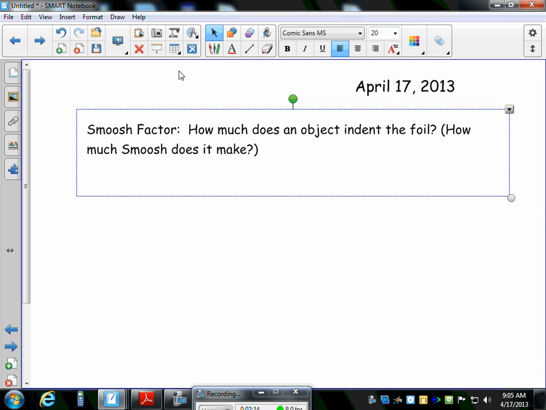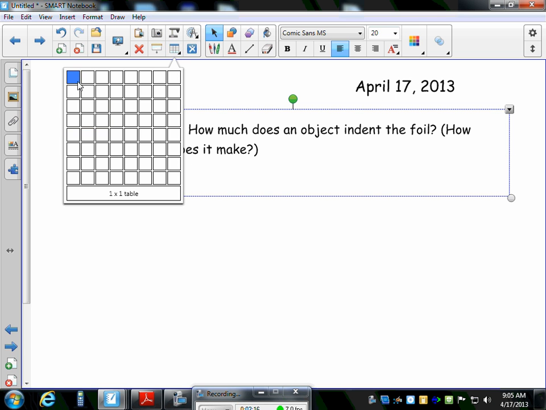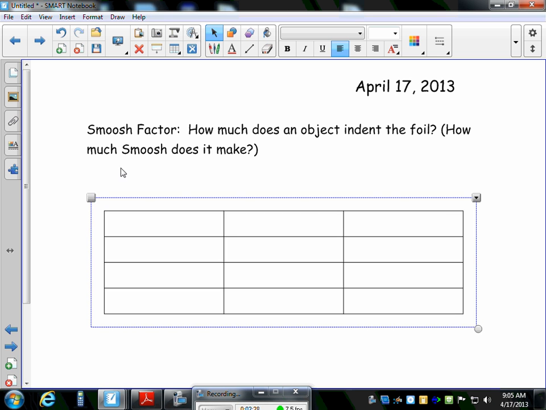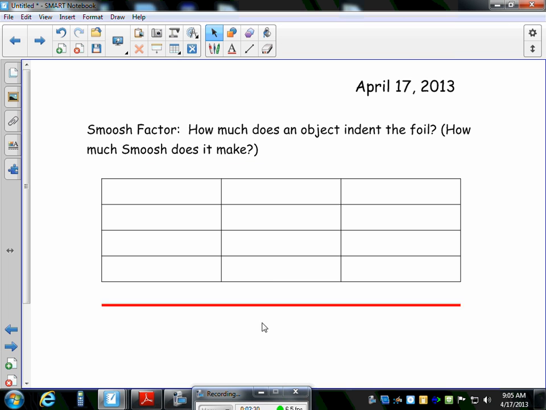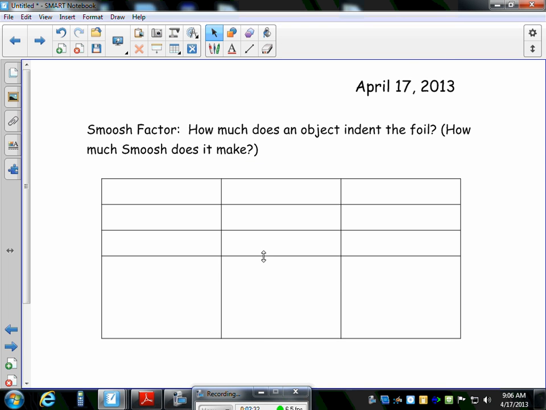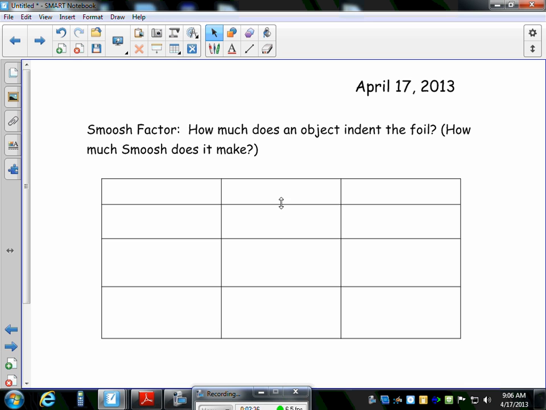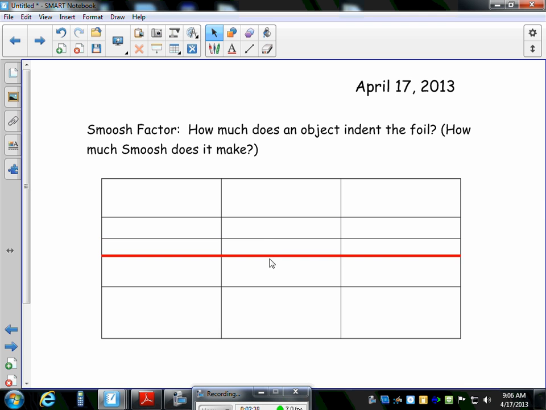So the first thing we need to do is make a table. And in this particular experiment, we're going to be doing 3 different trials. So go ahead and make a table in your journal. And I'm going to make one up on the board here. Try to even out these little spaces here.